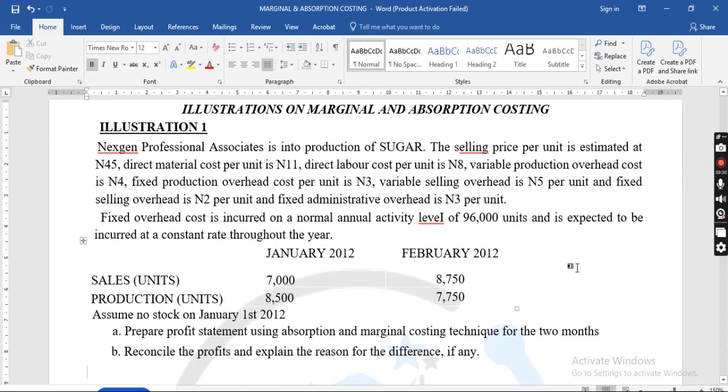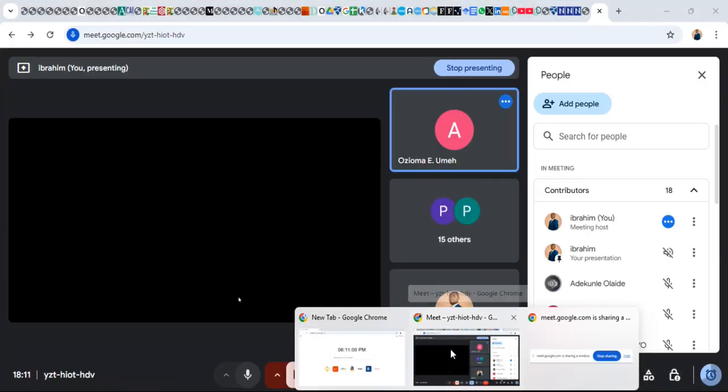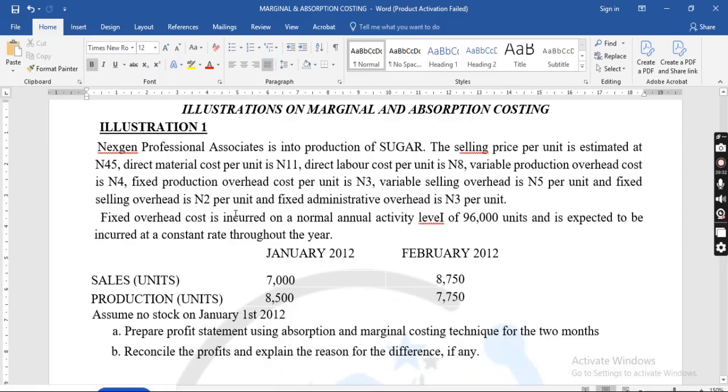What I feel is that the normal activity level divided by 12, whatever we get multiplied by 3. I don't know, is it correct? Oh, okay. The normal activity level, which is the 96,000 units. Is that what you say? Yes. Well done.